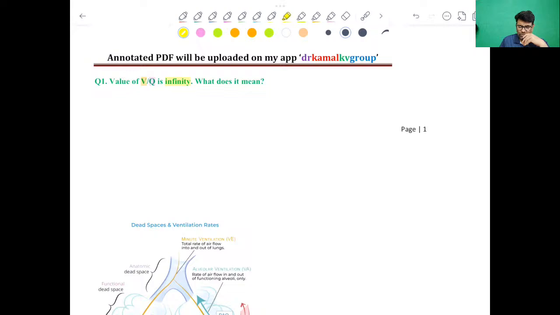So value of V upon Q is infinity. So it means if this is infinity, it means Q is equal to 0. Now what is this V? V is ventilation and Q is perfusion. Perfusion, or what in simpler terms you will call blood flow.